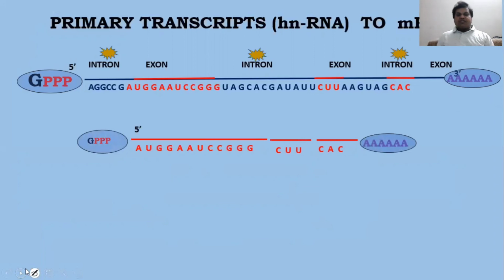Because of this, you will find all the exons together. Now these exons are joined by ligase to form an mRNA. This mRNA is referred to as functional mRNA. Capping not only helps in becoming functional, but also protects the mRNA. Hope I'm clear with this.